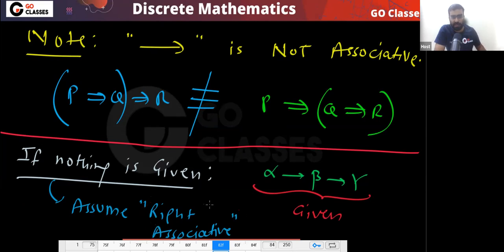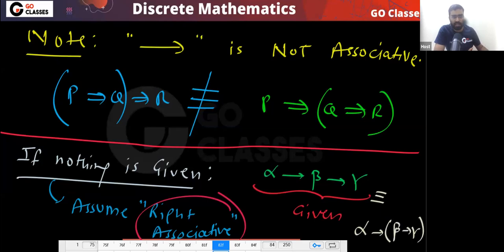But actually, this should be given. If this parenthesis is not given, then the question is very poor. Then the question is not correct. The question is not well framed. The question is poorly framed. But still, you can solve the question by assuming right associative. So if this is given, then you will assume this.